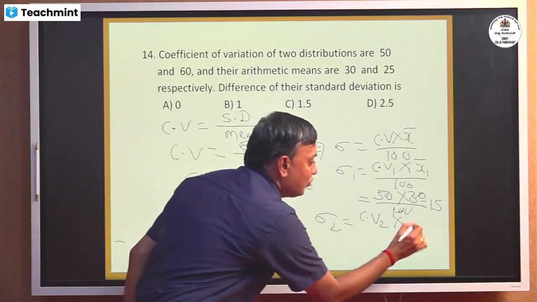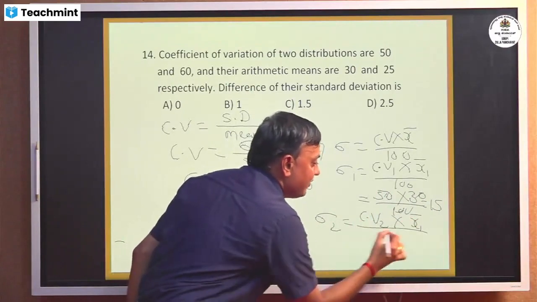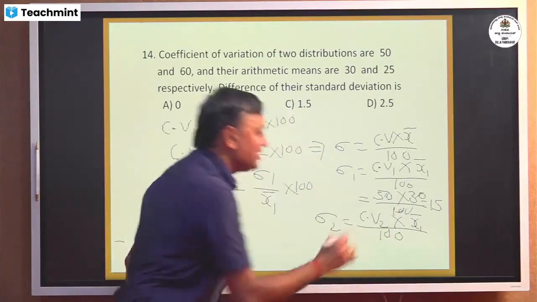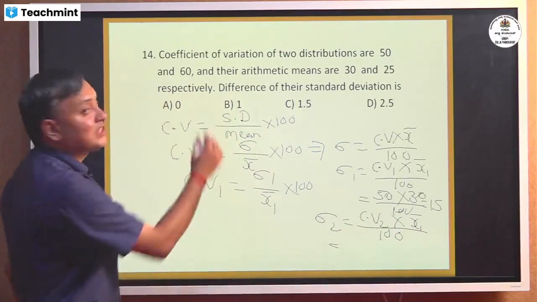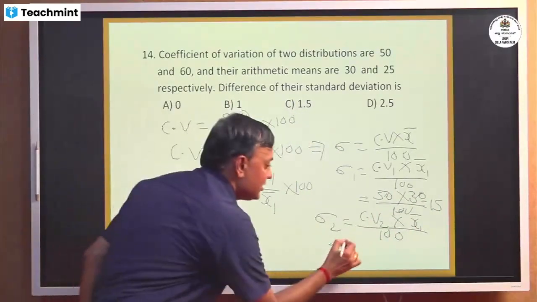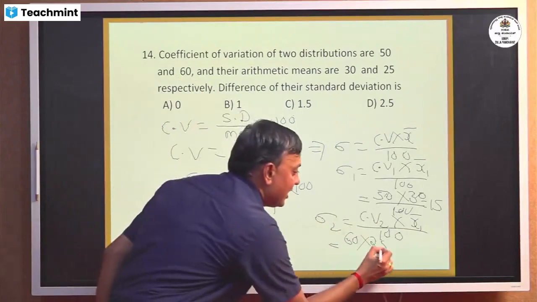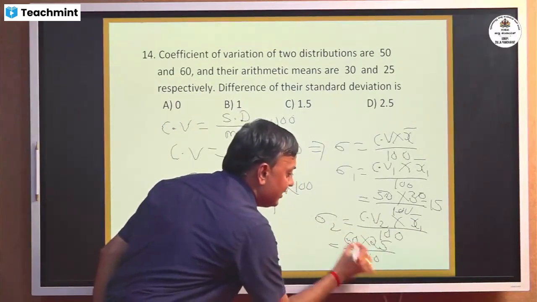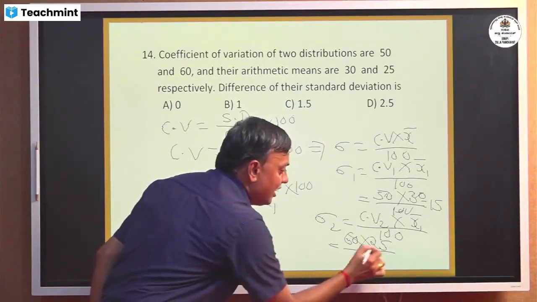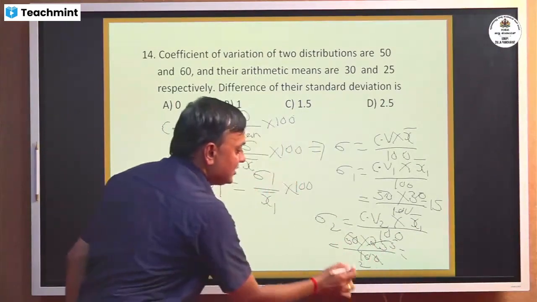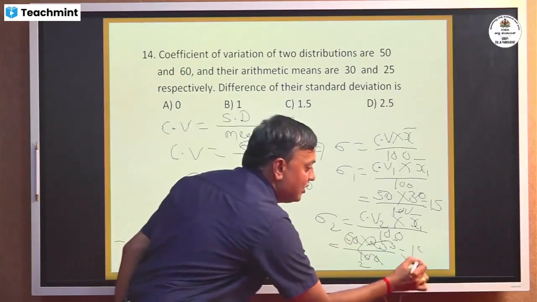Similarly, the standard deviation of the second distribution, sigma 2, is the coefficient of variation of the second one into the mean of the second distribution divided by 100. This is equal to the coefficient of variation of the second one, 60, into its mean, 25, divided by 100. So here 5 2s are 10, 6 by 2 is 3, 3 into 5, so 15.